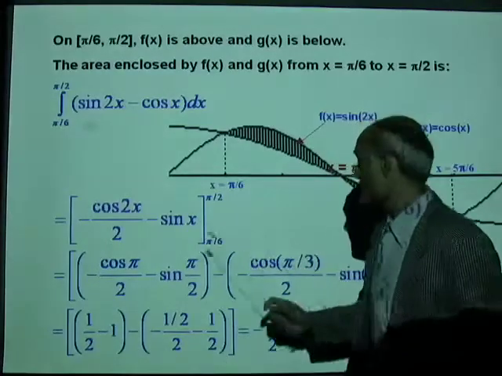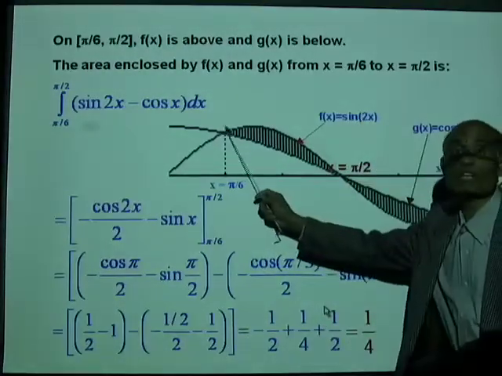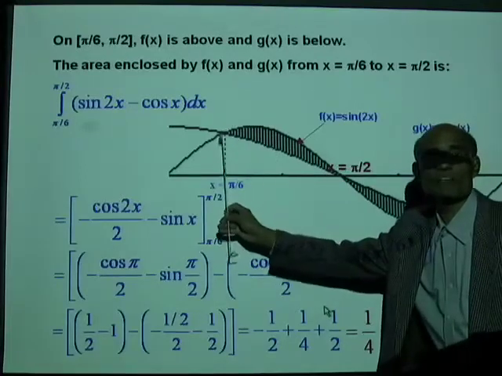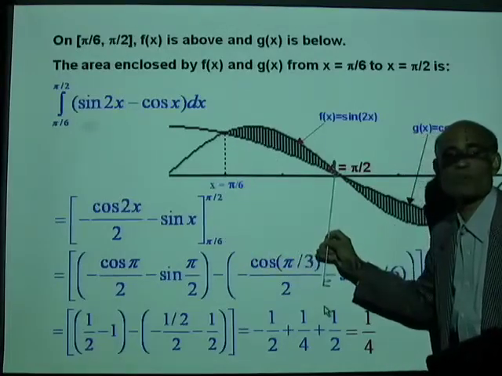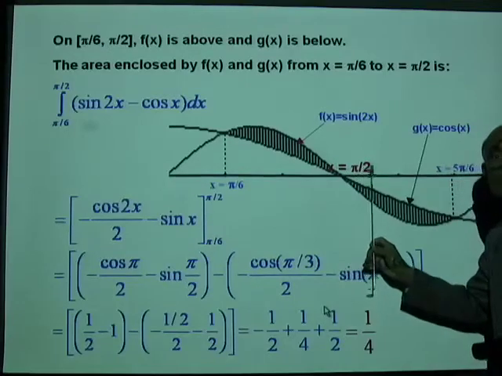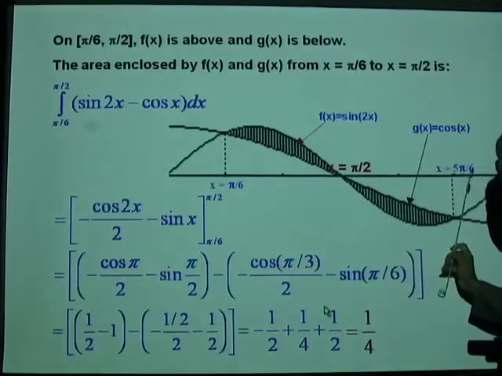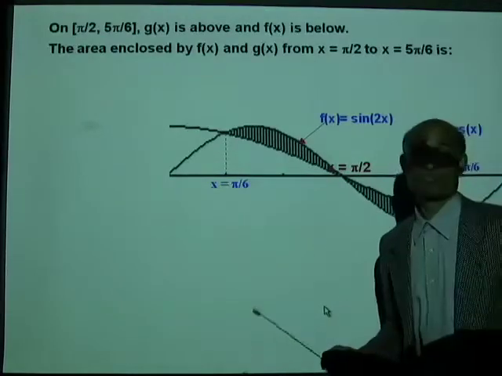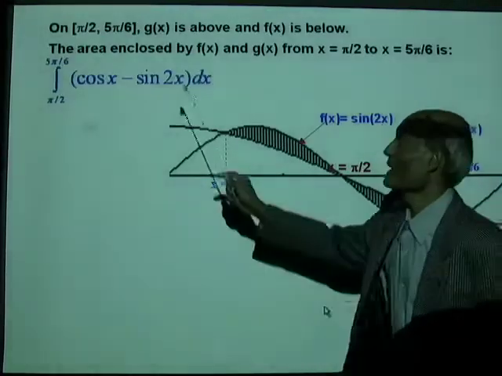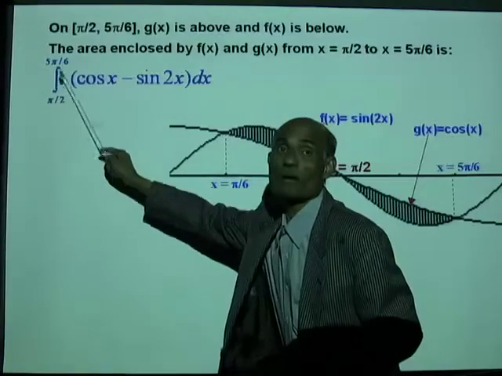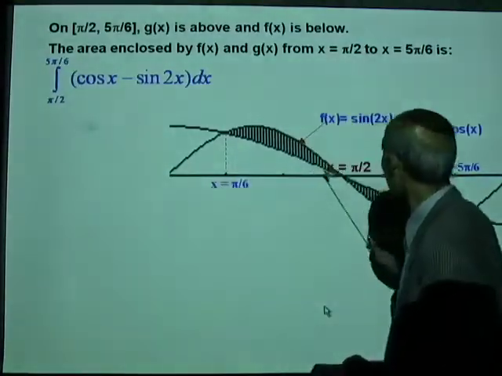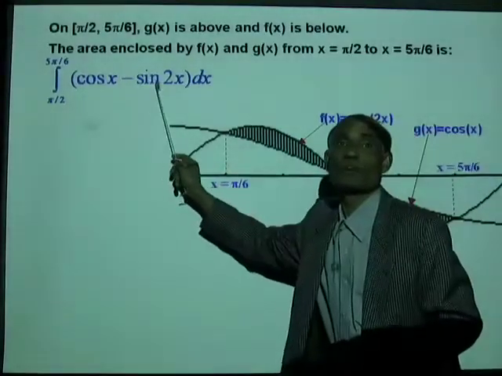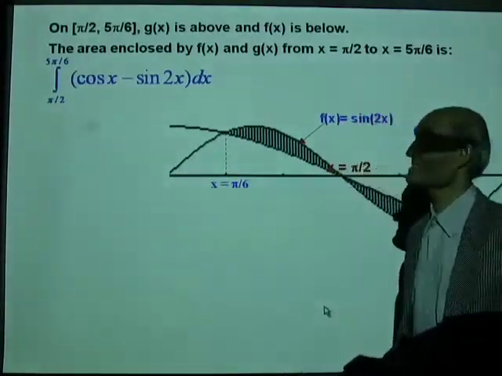Well, what we have done is we have found the area enclosed by f of x and g of x from x equal to pi by 6 to pi by 2. Now we need to find the area from x equal to pi by 2 to 5 pi by 6. I'm sure you can do that on your own. It will be the integral from pi by 2 to 5 pi by 6. The upper function is now g of x, so cos of x minus sine 2x dx.